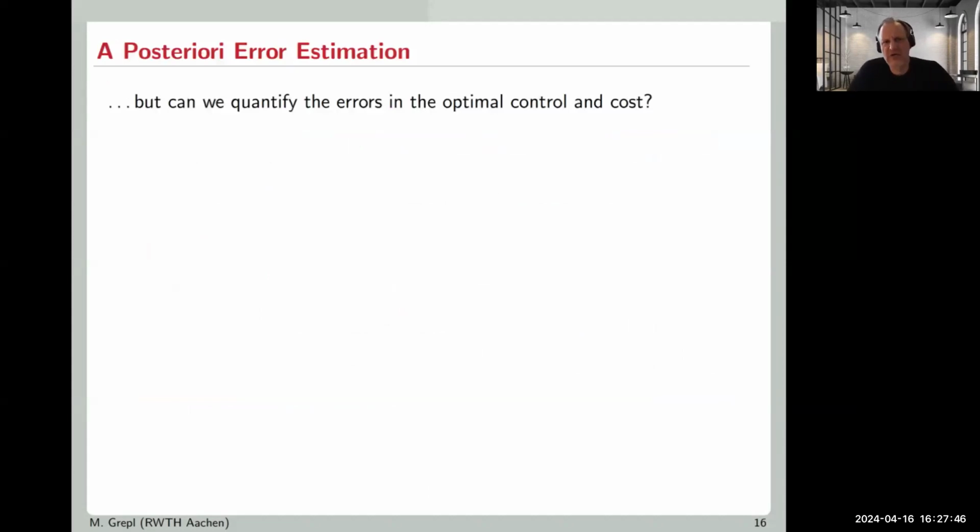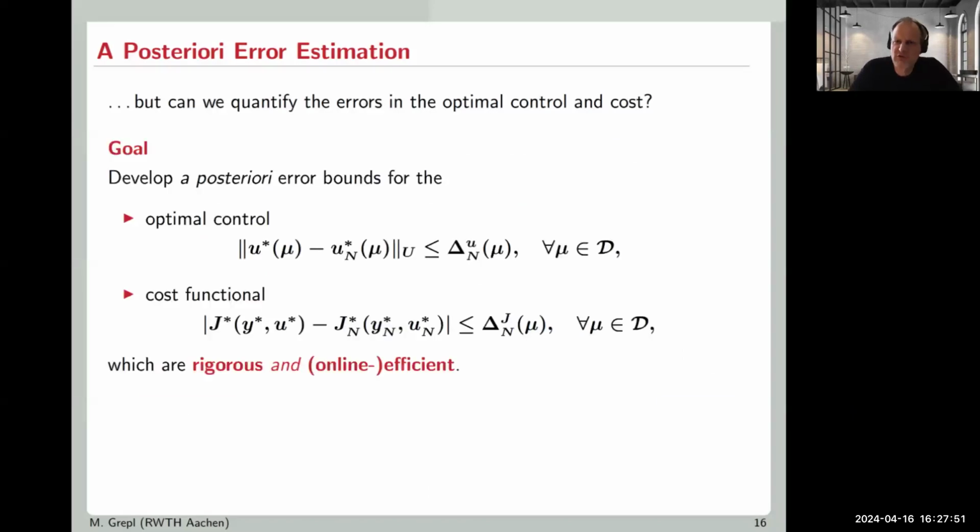What we require, however, is a bound on the optimal control and cost. So our goal is to develop a posteriori error bounds for the optimal control. So the error between U star, the truth or FE control, and the reduced basis control, and the cost functional J star and Jn star. And the bound on the control is actually just a means to an end, because what we really are interested in now in the MPC setting is a bound on the cost functional.